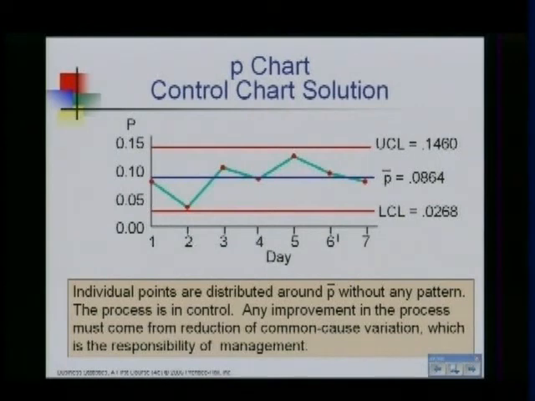So this is my graph. Now what I've done here is we've put the center line, 0.0864, in the middle, that's the blue line, the upper and lower limits, 0.146 and 0.0268, and then what I'm going to do is plot the sample proportion values. And you've got to do them in order.